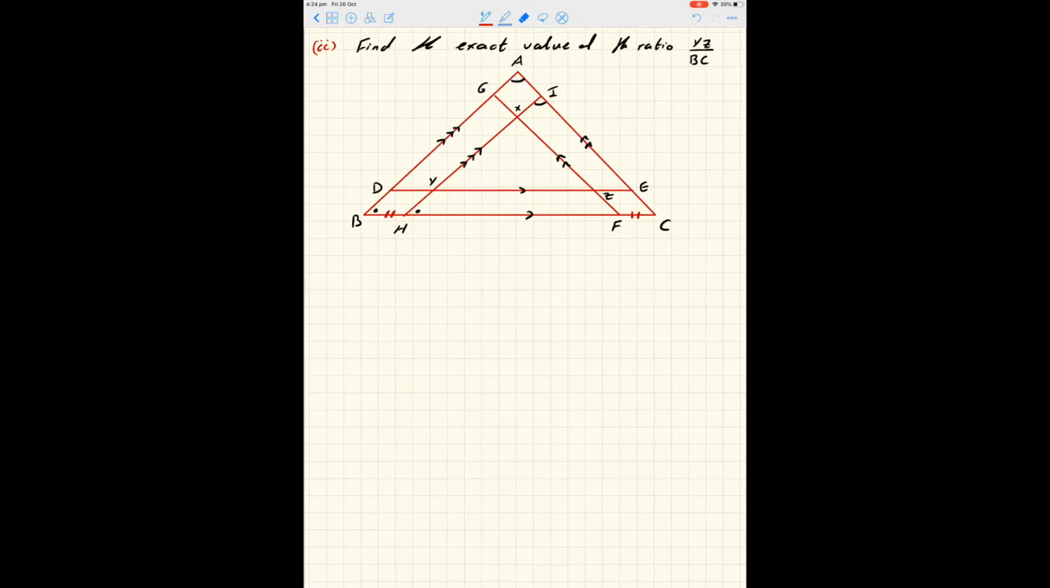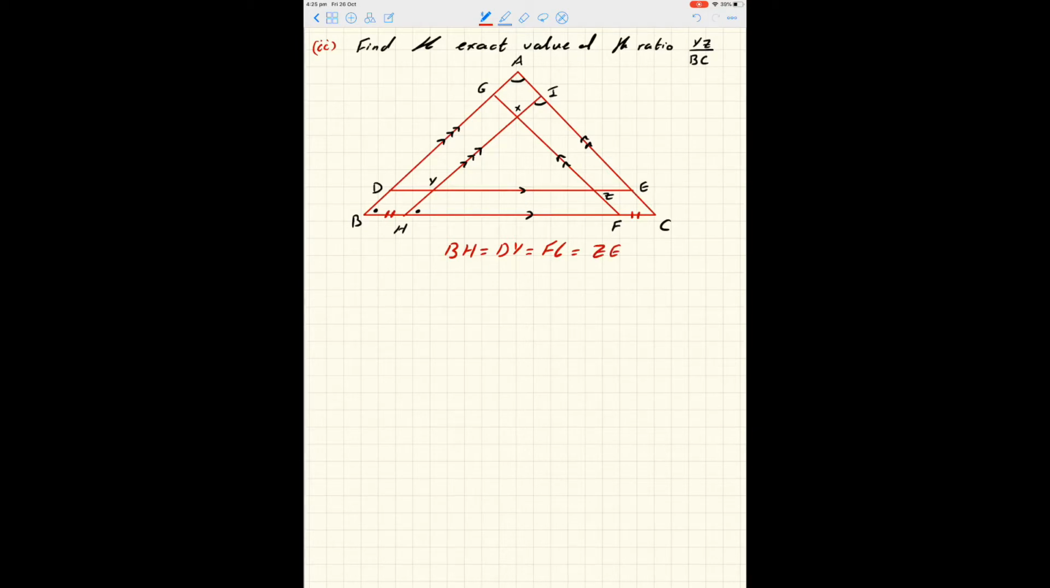Recapping what we did in the last video, we proved that BH is equal to FC. Then to prove DY is equal to ZE, we used the fact that we have a parallelogram, and opposite sides of a parallelogram are equal. Therefore, we proved that DY equals BH equals ZE equals FC. So these four sides are all equal to each other, and this is a good starting point. BH is equal to DY equal to FC equal to ZE.